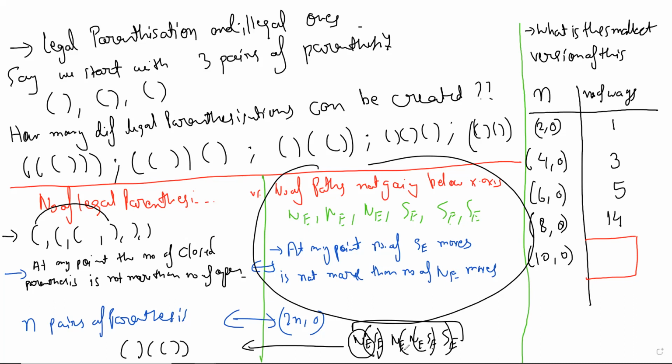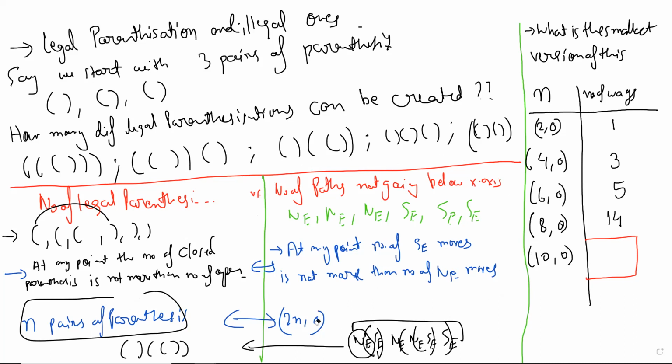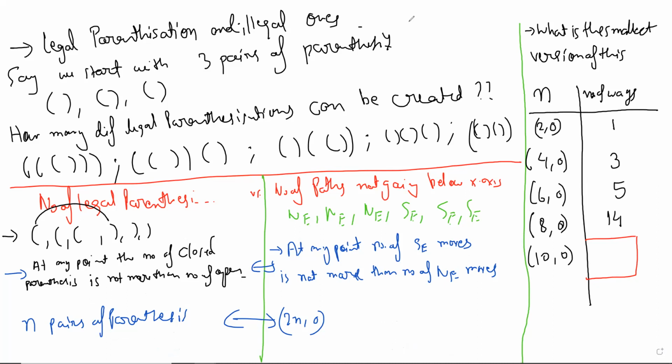So the answer will be the same. When there are n parentheses, then for any legal parenthesization, you can replace the open by northeast and closed by southeast, and you'll get a legal path that doesn't cross the x-axis because the same condition is met. It's the same thing, just different names. So the answer is going to be the same. This is the first example of the bijection principle that we're seeing, and it's a tremendous tool. As you can already see, we have no idea what the answer to these questions are, but we know that the answers are the same.